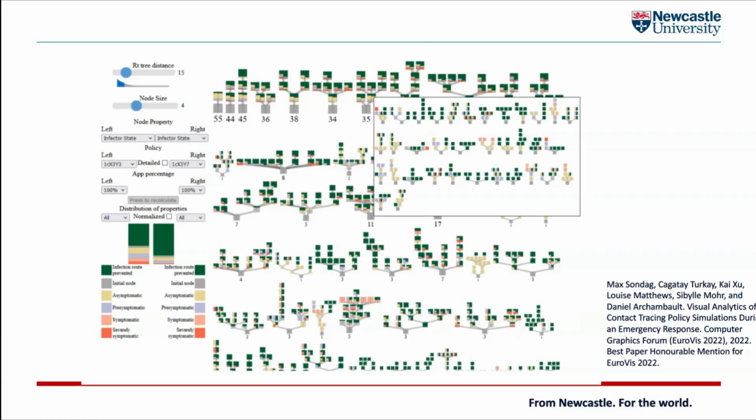We're comparing the left-handed policy with the right-handed policy. And where you see green, that's a prevented case. And then the other colors down there show what state the individual was in when the disease spread. And you have a whole bunch of these trees. We use a method to cluster the trees, essentially based on some of their statistics. And this was a EuroVis 2022 best paper honorable mention. But this was for epidemiologists.